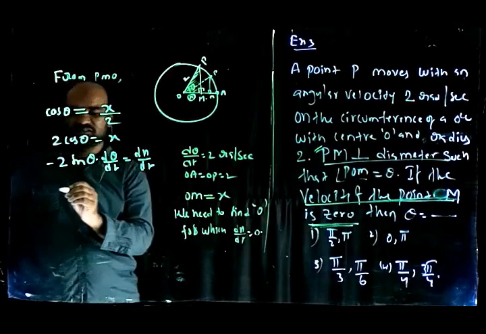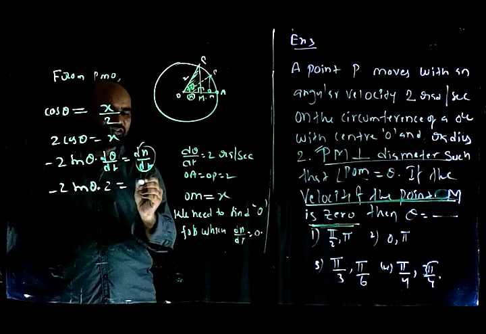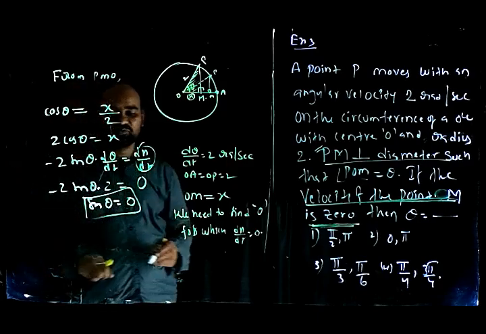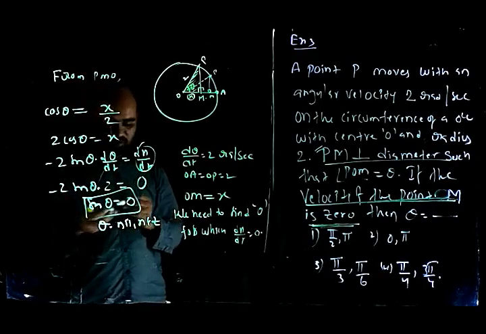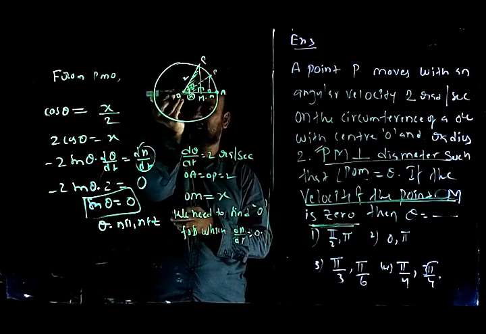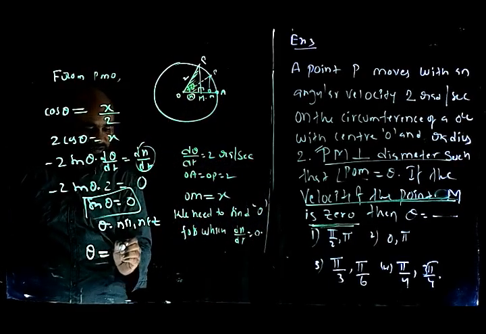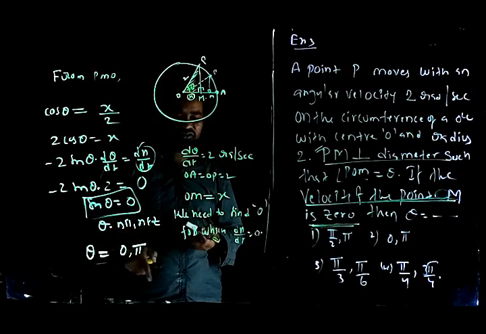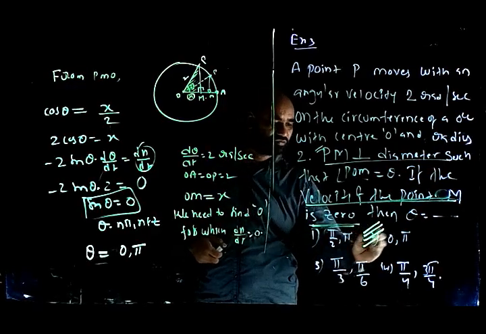Now substitute. Minus 2 into sin theta, d theta by dt given as 2. This should be 0, which means sin theta equals 0. When sin theta equals 0, theta equals n pi, where n belongs to Z. But here we can't take theta as n pi, because our theta may be 0 or 180. One angle is 0 and the other is 180. So theta equals 0 or pi, 0 radian or pi radian. At these two values dx by dt becomes 0. So our answer is option 2.